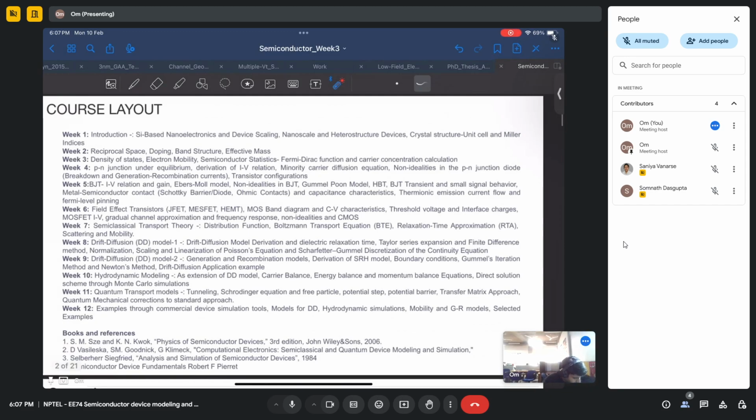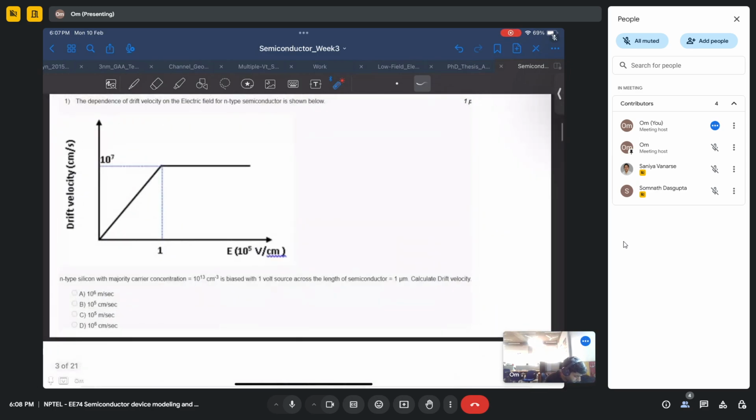So we will be talking about mainly density of states, electron mobility, semiconductor statistics, Fermi-Dirac function, and carrier concentration calculation. So these are the week 3 topics. So let's start with the first question.